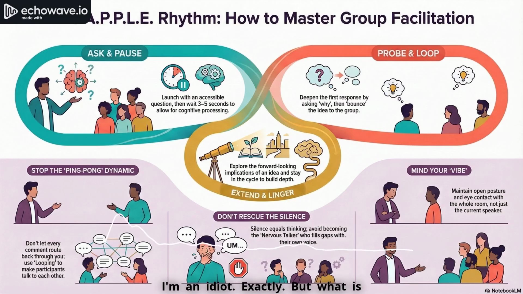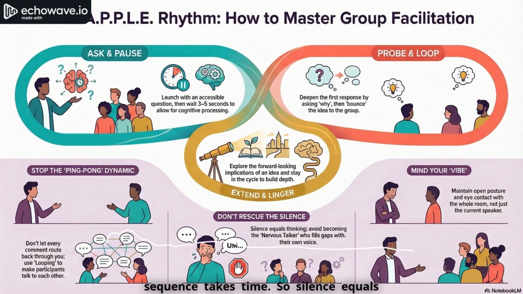Exactly. But what is actually happening in the minds of your participants during those 5 seconds is a massive amount of cognitive processing. What are they doing in that time? They're decoding your words. They're searching their own memory banks. They're formulating an opinion, filtering it through their own insecurities. Oh, that makes sense. And then, crucially, they are assessing the social risk of actually saying it out loud in front of their peers.